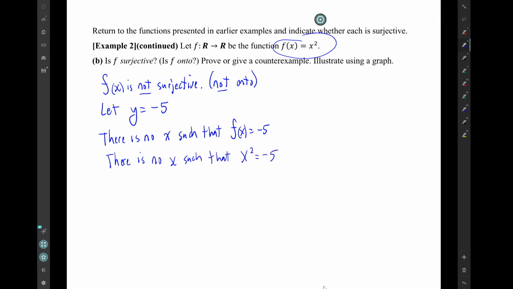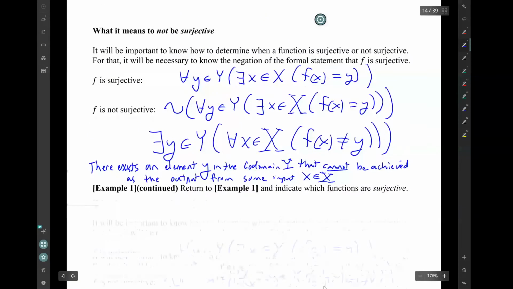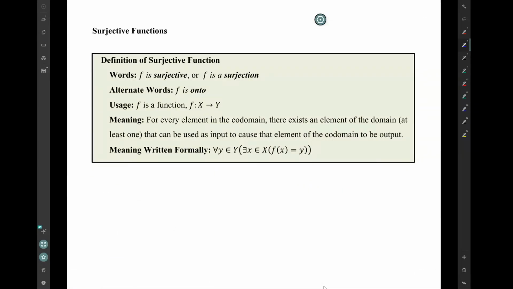Now that's our proof, which is a counterexample. Because realize that the statement of f being surjective is a universal statement. To say that f is surjective means for all y in the set of capital Y, there exists an x that can be used as input to give that y as output.